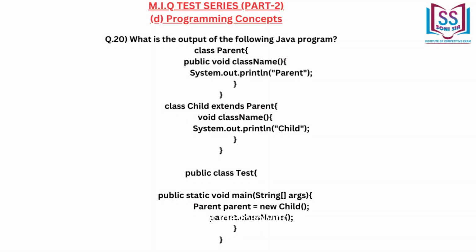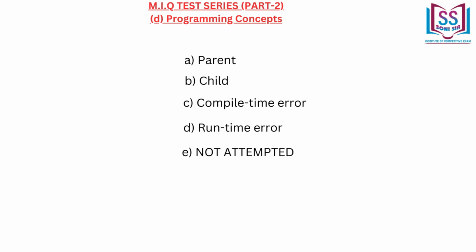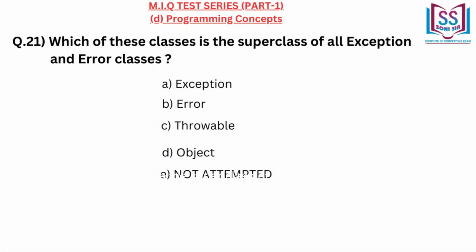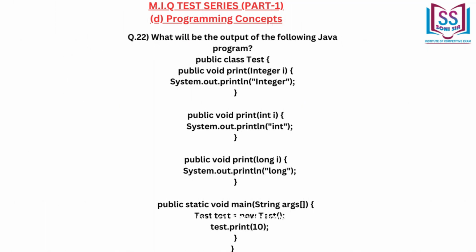What is the output of the following Java program? A. Parent. B. Child. C. Compile time error. D. Runtime error. Which of these classes is the superclass of all exception and error classes? A. Exception. B. Error. C. Throwable. D. Object.